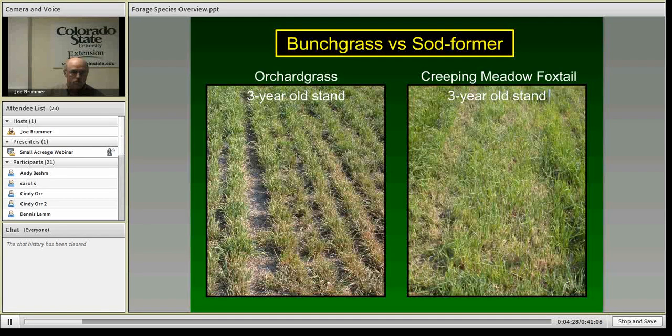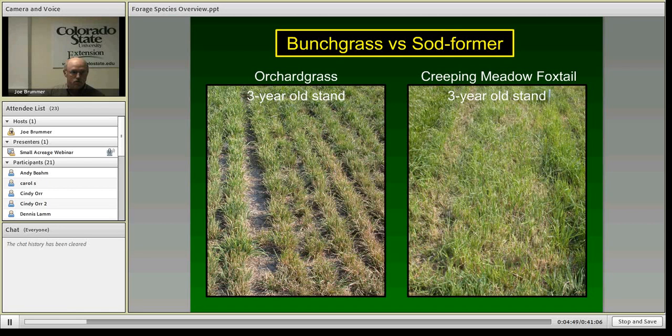So this just illustrates visually the difference between the bunch grass and the sod-forming grasses. Orchard grass is on your left there. Both of these species were planted at the same time, and this represents 3-year-old stands. So the orchard grass is a bunch grass, and as you can see, you can still make out the drill rows.